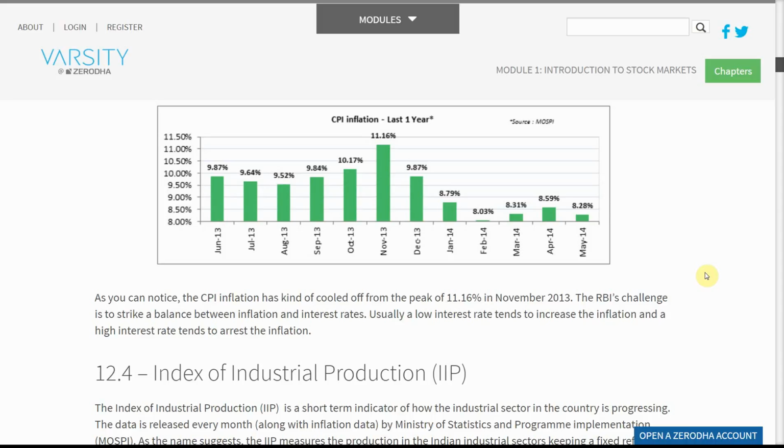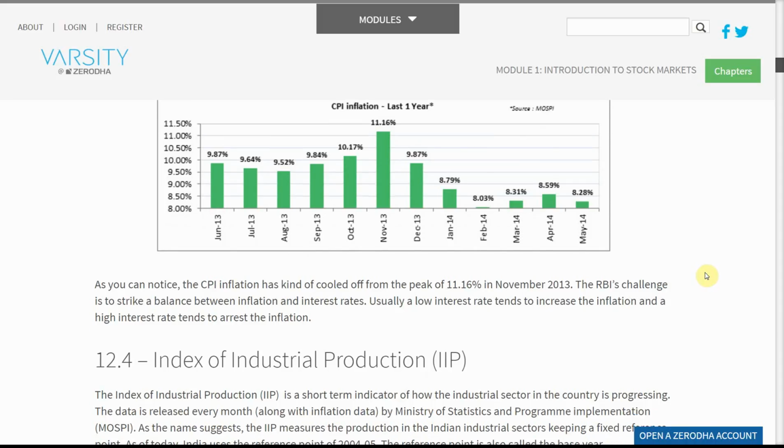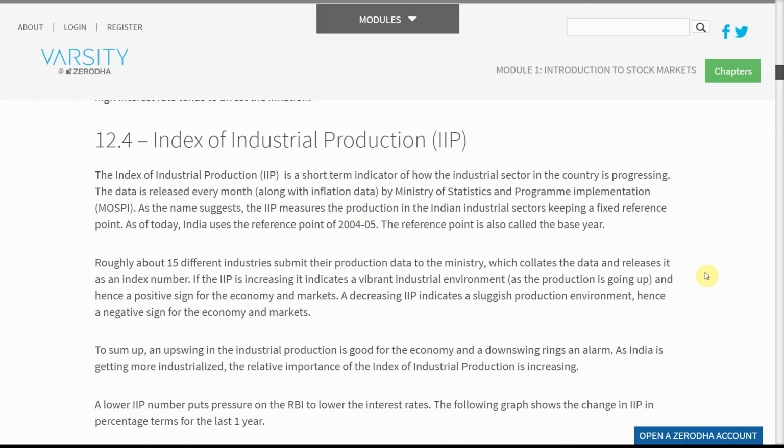12.4 Index of Industrial Production (IIP). The Index of Industrial Production (IIP) is a short-term indicator of how the industrial sector in the country is progressing. The data is released every month, along with inflation data, by Ministry of Statistics and Program Implementation (MOSPI). As the name suggests, the IIP measures the production in the Indian industrial sectors, keeping a fixed reference point. As of today, India uses the reference point of 2004-05. The reference point is also called the base year.